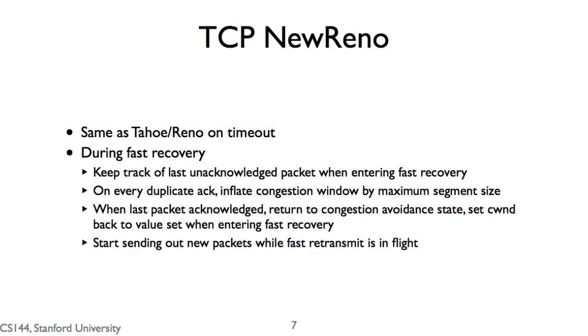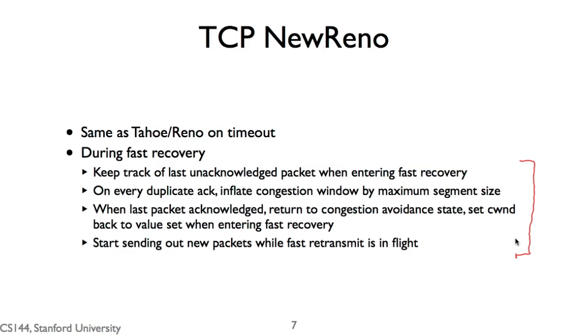So TCP Reno significantly improves TCP's throughput because you don't have to enter the slow start state and drop your congestion window to size 1 just when a single segment is lost. TCP NewReno improves things even a little bit more. Essentially, it behaves the same as Tahoe and Reno on timeout. When you're in the fast recovery state, it does something a little fancy with your congestion window.